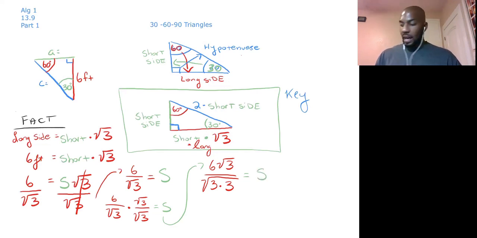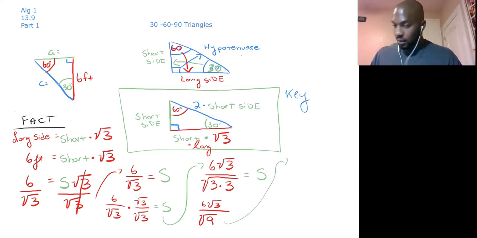Okay? Now I clean it up again. So I get 6 rad 3 over, 3 times 3 is 9, so the radical of 9. 9 is a perfect square, so I can get 6 rad 3 over the square root of 9, or the radical of 9 is 3, and that's going to equal s.